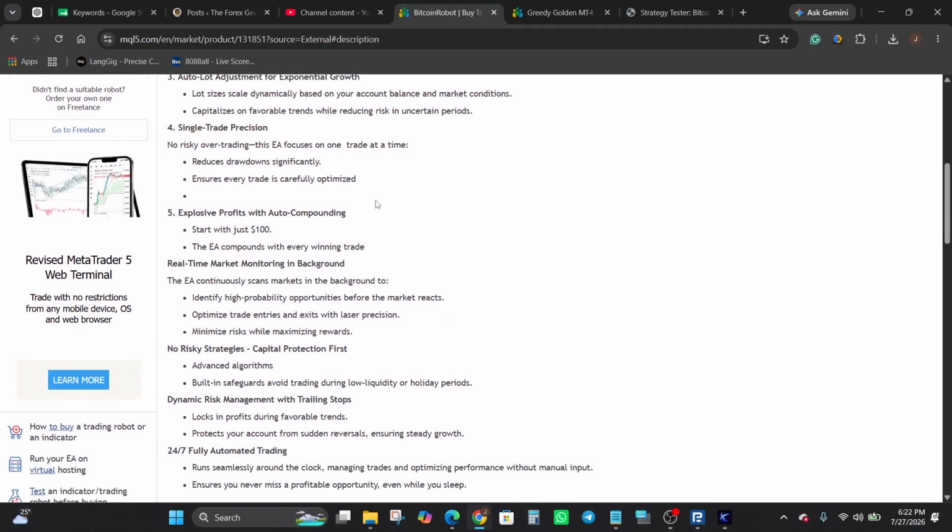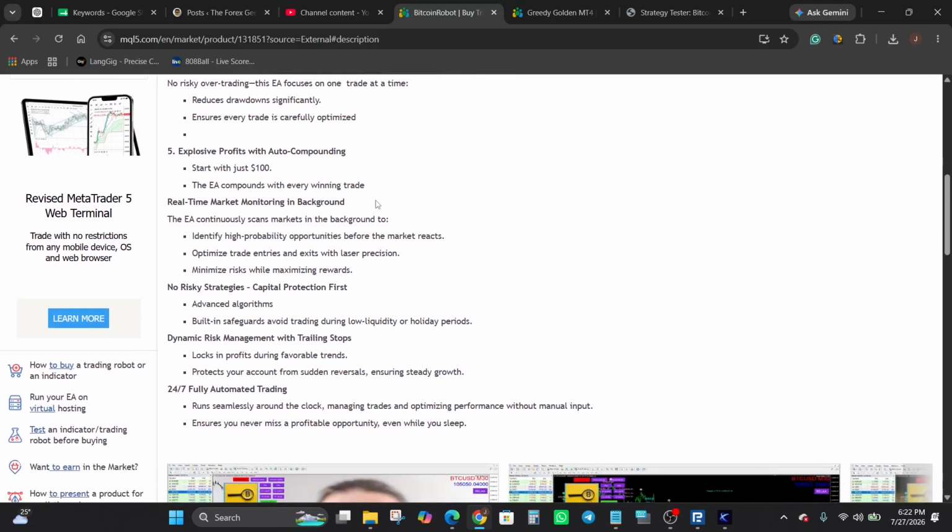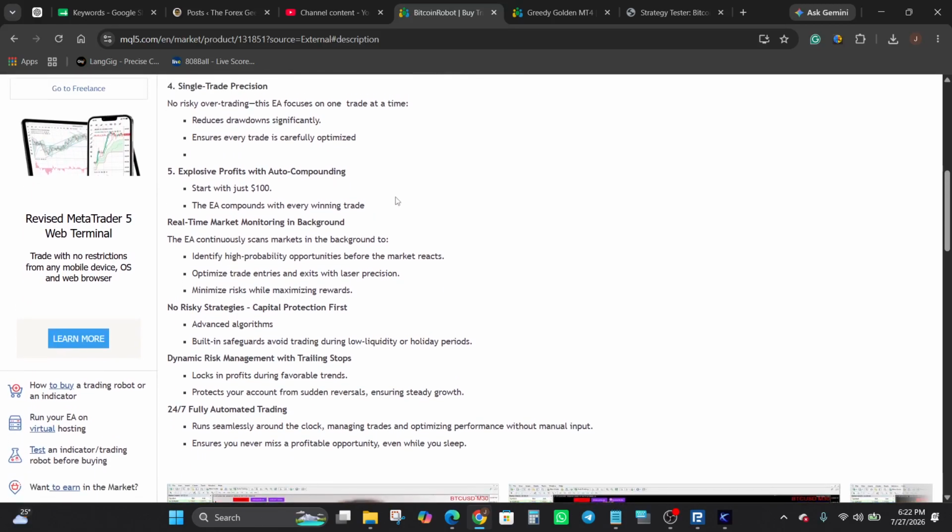Okay, these are all part of the developer's description, although it is still important to validate how they perform through your own testing rather than relying solely on the product page. So now let us move over to the historical backtest.